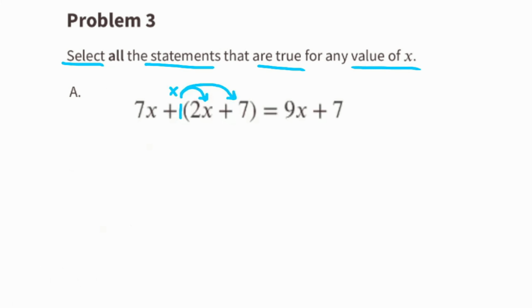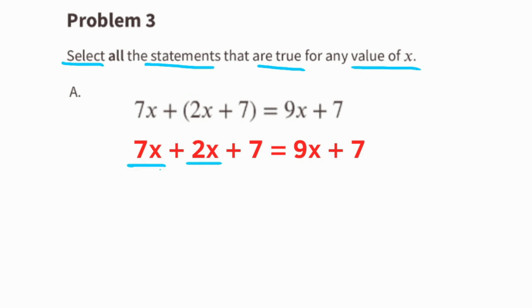A. A positive times a positive is a positive, and a positive times a positive is a positive. So we can rewrite this as 7x plus 2x plus 7 equals 9x plus 7. Combine the like terms on the left side of the equal sign, and we have 7x plus 2x. 7x plus 2x is 9x. We're left with 9x plus 7 on the left side of the equal sign, and 9x plus 7 on the right side of the equal sign. So this statement would be true for any value of x.